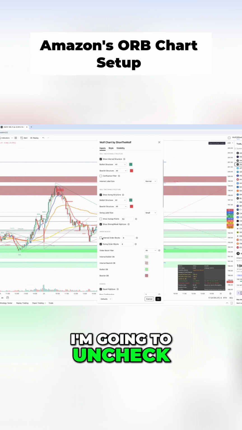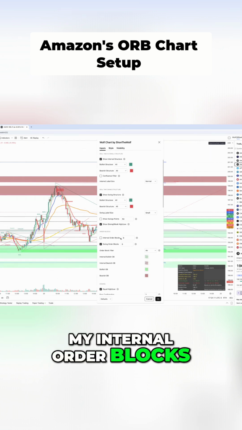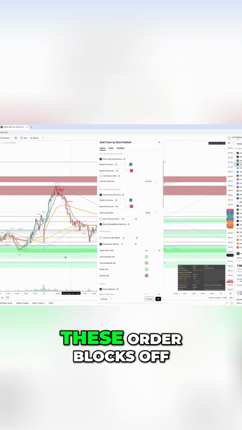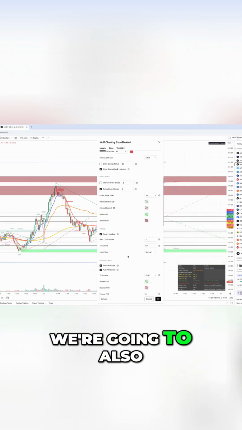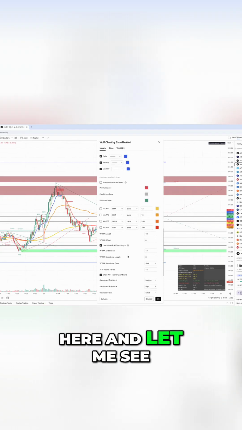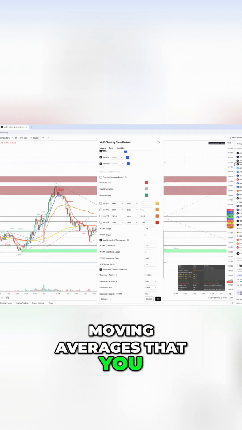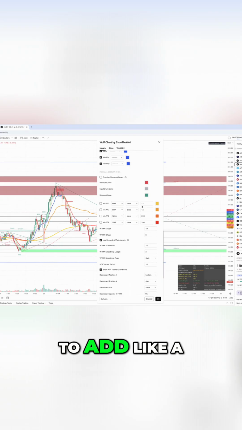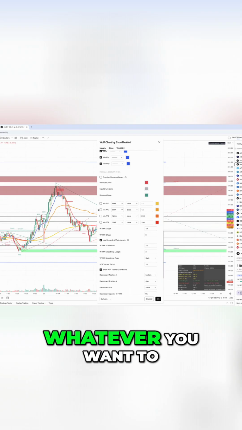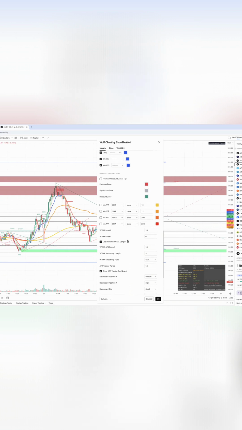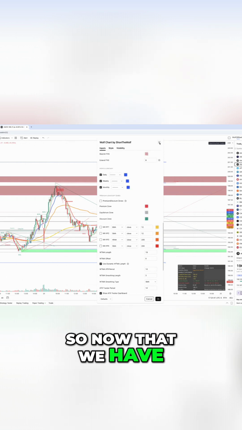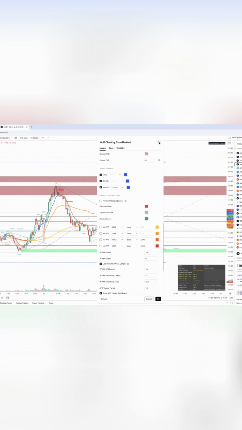I'm going to uncheck my internal order blocks, and that's going to take a lot of these order blocks off of the chart. Now that we have that unchecked, we're also going to come down here. We've got additional moving averages that you can add to your chart, like a 9 EMA, 50, 200, 13, whatever you want to add. You can check these boxes and add additional moving averages. Okay, so now we have the chart kind of simplified.